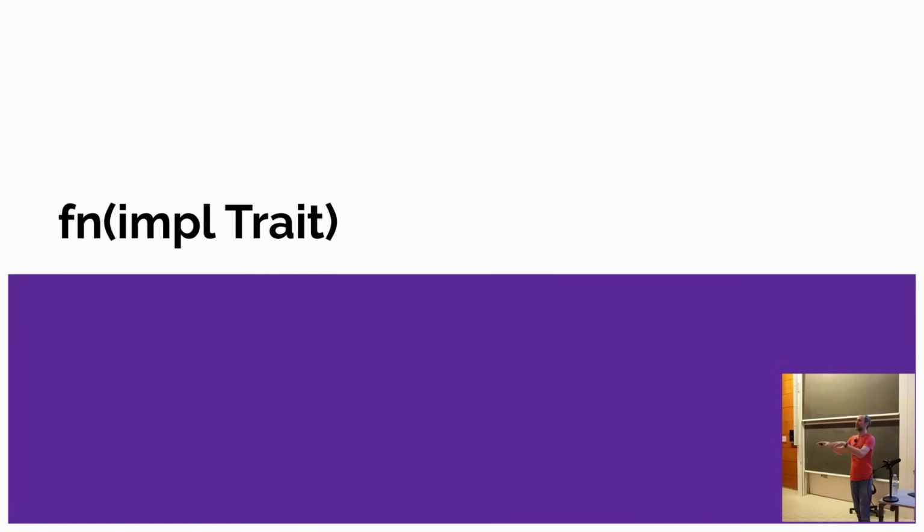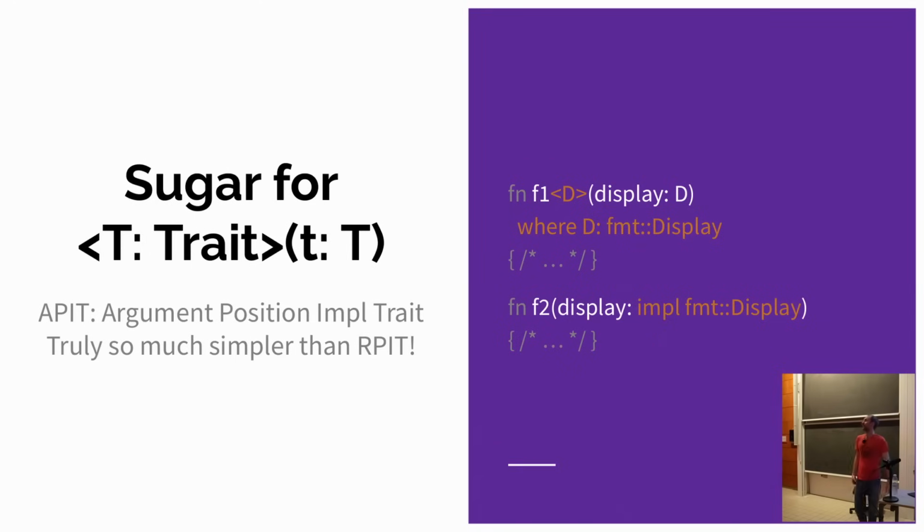Okay, so that's return position impl trait. So now let's look at this one, where impl trait is an argument position. Oh boy, we're in for a long journey here, right? Like if that was return position impl trait, surely this is also painful. But no, this is just sugar for a T: Trait. This is actually just the same as that. And so it means something completely different.